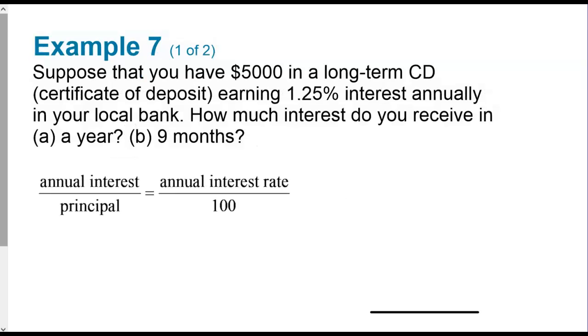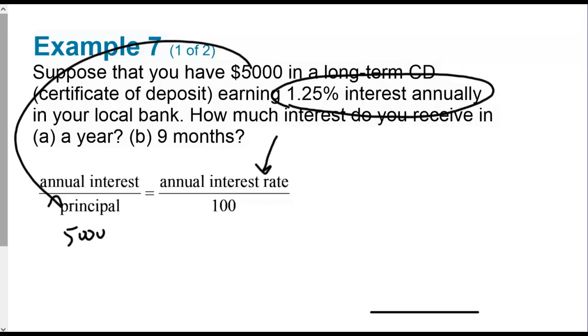Suppose you have $5,000 in a CD you get from the bank, and you're getting the money this time because you're putting out $5,000 to the bank, and now you're earning 1.25% on that. How much interest do you actually get in a year for that? Well, let's see. The annual interest rate is 1.25% interest annually, and it's asking for the annual interest.